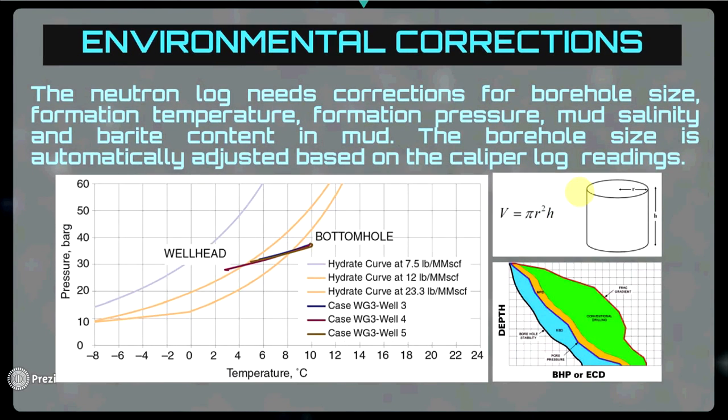Let's move to the second part. Now about environmental corrections. The neutron log needs corrections for borehole size, formation temperature, formation pressure, mud salinity, and barite content in mud. The borehole size is automatically adjusted based on the caliper log readings.